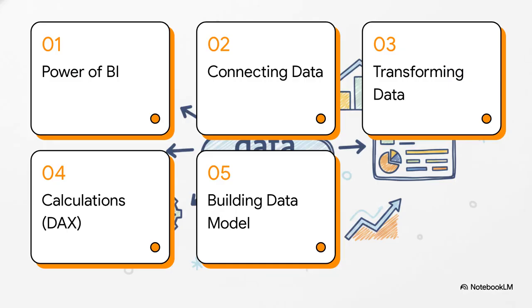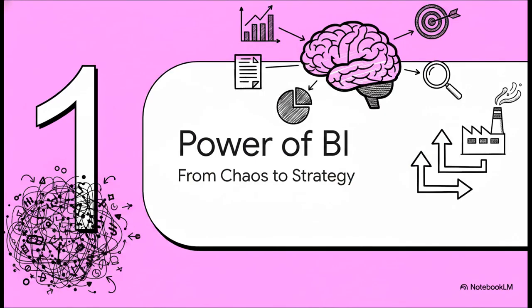Here is the factory floor plan for today's explainer. 1. The power of business intelligence. 2. Connecting your raw data. 3. Transforming and cleaning data. 4. Calculations using DAX. And 5. Building the data model. Section 1, the power of business intelligence, from chaos to strategy.